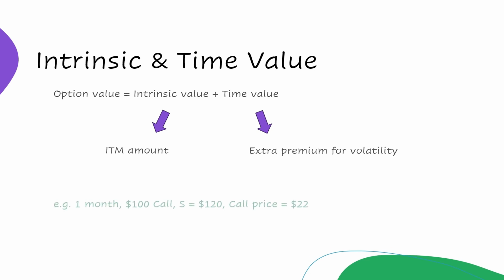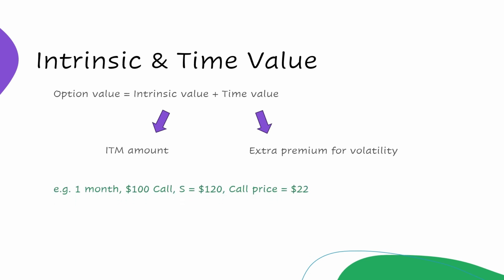For example, for a 1-month call option with strike $100, spot price at $120, and option price at $22, we can say that $22 of option value can be broken down into $20 of intrinsic value and $2 of time value. In this chapter, we came across the Black-Scholes model and the intuition behind this model.